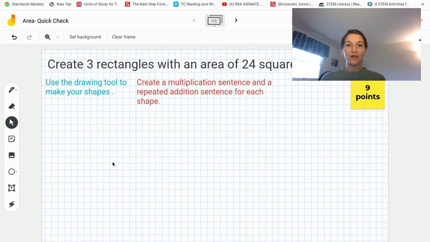And think about the different factors that make up a product of 24. Make sure you also create the multiplication sentence for each of your rectangles. And show me your repeated addition sentence for each shape also. So think about how we used arrays to help with repeated addition. That is worth 3 points for the 3 rectangles, 3 points for each multiplication sentence, and 3 points for each addition sentence.